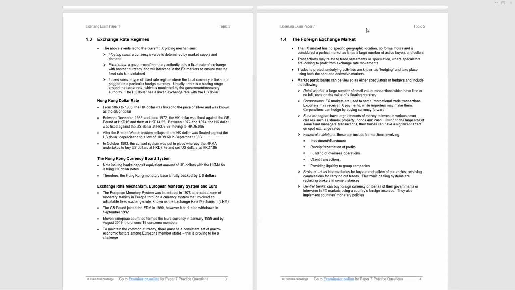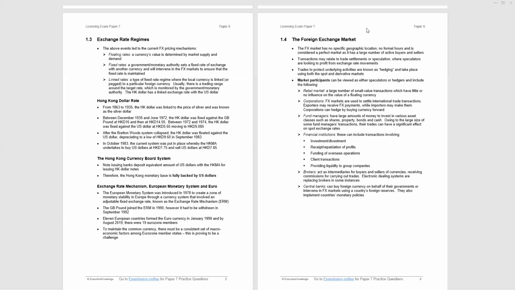Now, a linked rate is a type of fixed rate regime where the local currency is linked or pegged to a particular foreign currency, usually with a trading range around the target rate, which is monitored by the government and the Monetary Authority. As we'll see, the Hong Kong dollar has a linked exchange rate with the US dollar, but we also operate as a currency board system, and we'll talk about that in a moment. The Hong Kong dollar rate, well, this really is background.